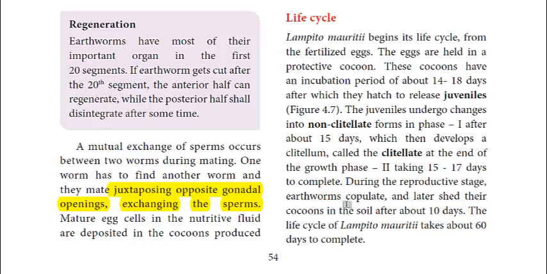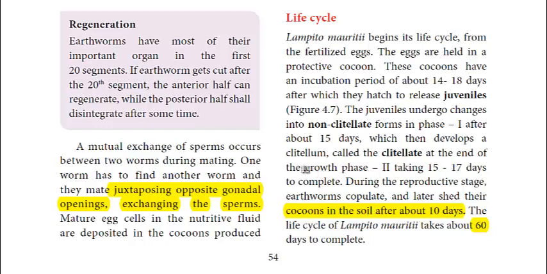So during the reproductive stage, the earthworms copulate and later shed their cocoon in the soil after about 10 days. So they copulate, mate, and release sperm and eggs simultaneously, and the cocoon falls into the soil, and after about 10 days the juvenile hatches from it. Okay, the life cycle of Lampetomorpha takes about 60 days to complete. So please underline all this, it is important. After copulation, the cocoon will be shed in the soil after 10 days.